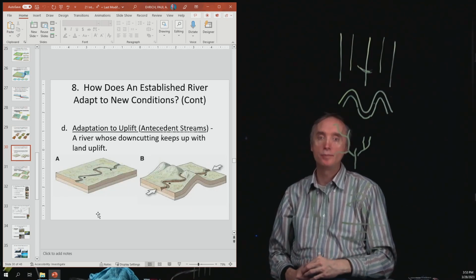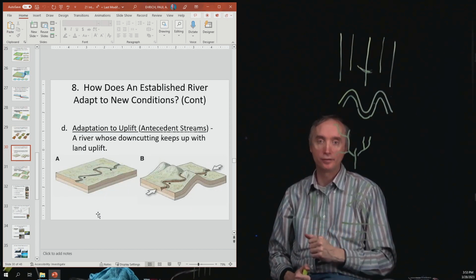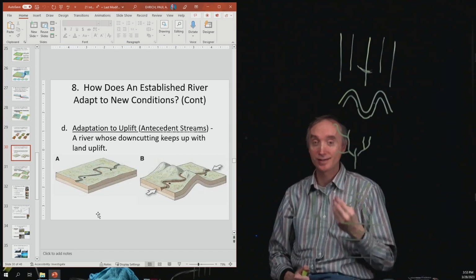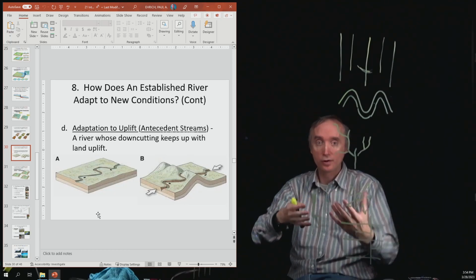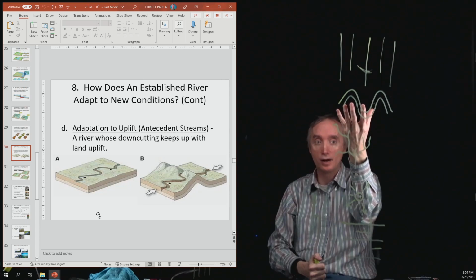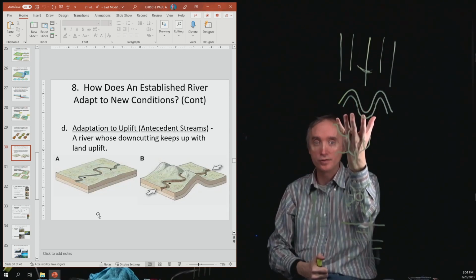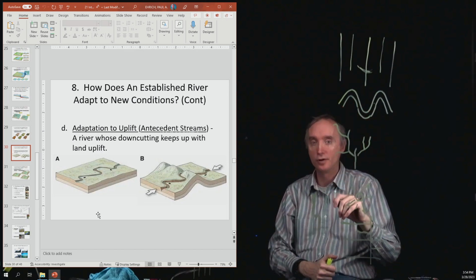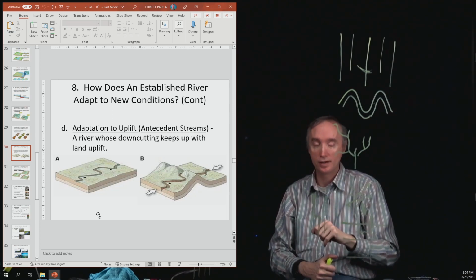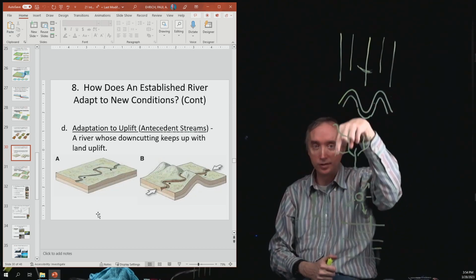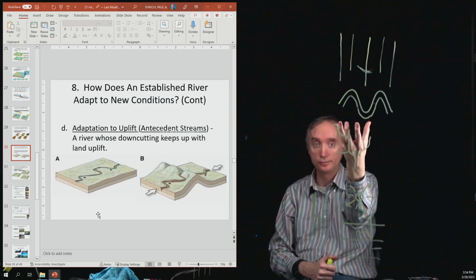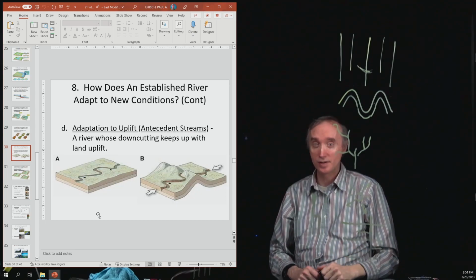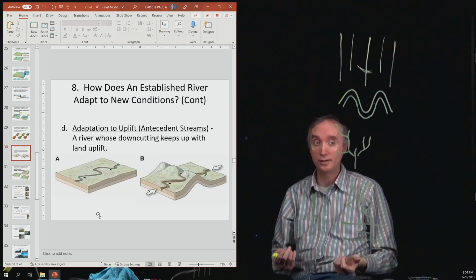Okay, what can happen if you have uplift? So that you have an established river and then you have some kind of tectonic activity where the ground is raised up. As the ground is raised up, sometimes the river can keep pace with it. And so the river will start to cut down into the structure as it is lifted up. So a classic example of this is going to be the Grand Canyon.